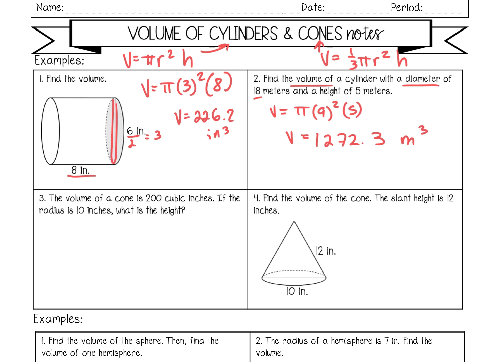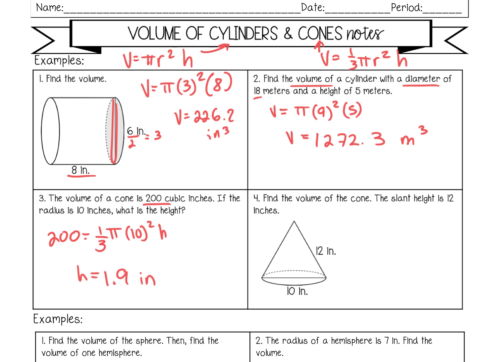Now we're going to do some cones. The volume of a cone is 200 cubic inches. If the radius is 10 inches, what is the height? So we're going to plug stuff into the volume formula, telling us the cone has a volume of 200 cubic inches. So 200 equals 1/3 times pi. The radius is 10 squared. And they're asking us for the height. When we solve for it, we get a height of 1.9 inches.